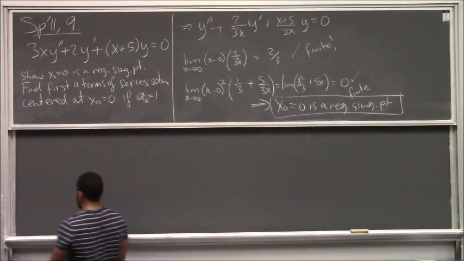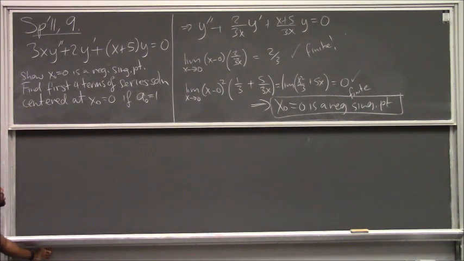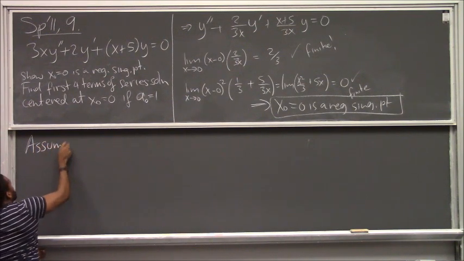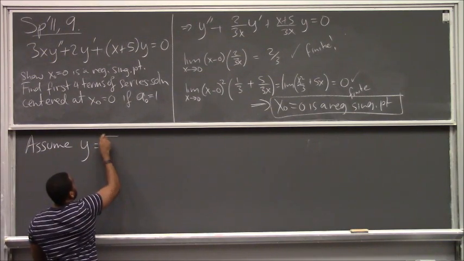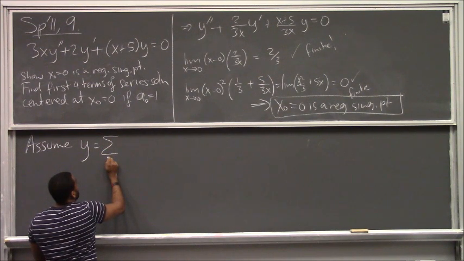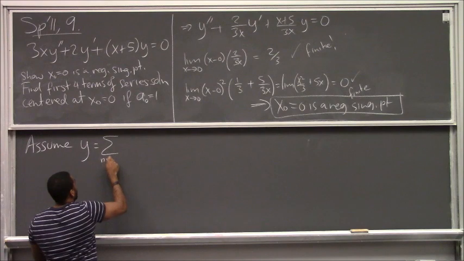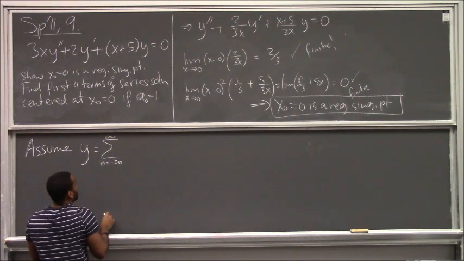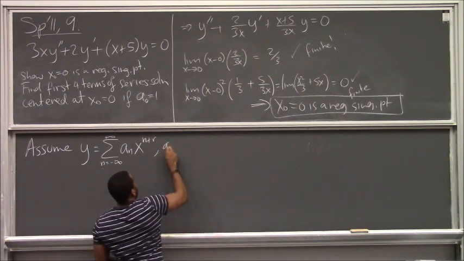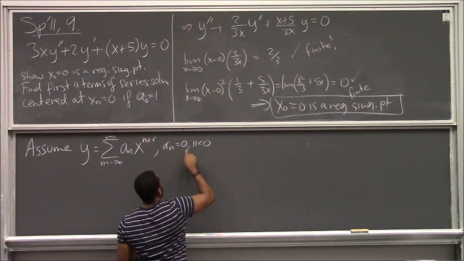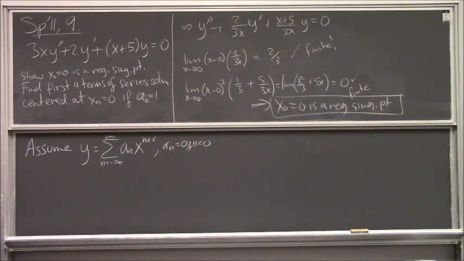That it is a regular singular point, we want to find a series solution, which means our solution is going to look like what? The sum from negative infinity to positive infinity of a sub n, x to the n plus r, where a n equals 0 if n is less than 0. So it's pretty much going to be a power series solution starting from 0, but we just don't want to have to worry about where the subscripts are starting.